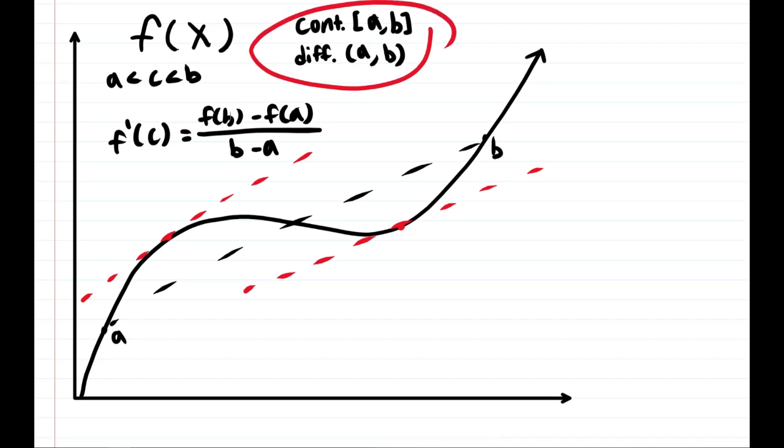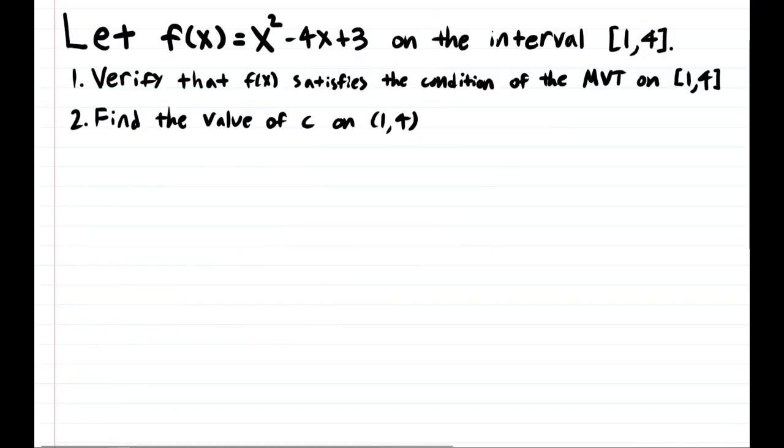Now we can take a look at a practice problem that applies this theorem. We have f of x equal to x squared minus 4x plus 3 on the interval from 1 to 4. First, verify that f of x satisfies the conditions of the MVT on this interval. Next, find the value of c on 1 to 4.